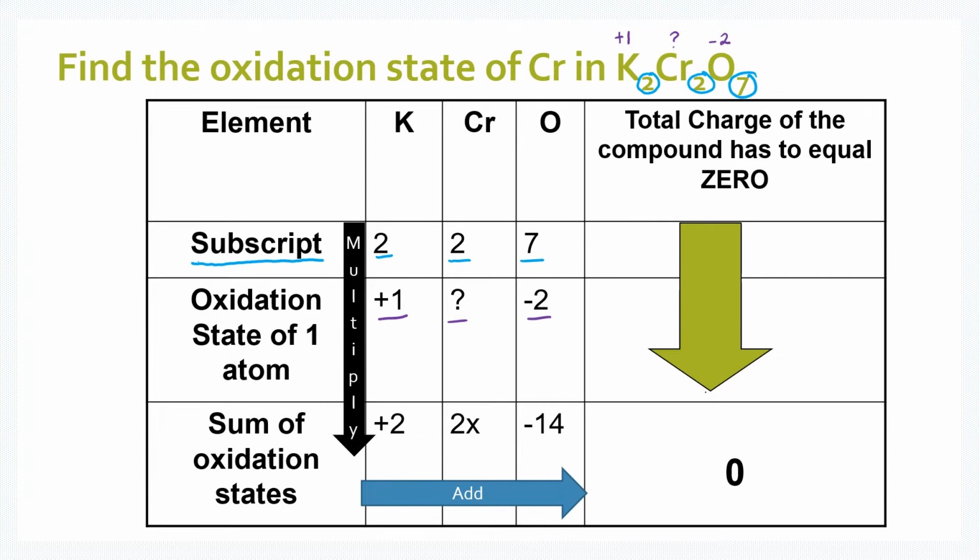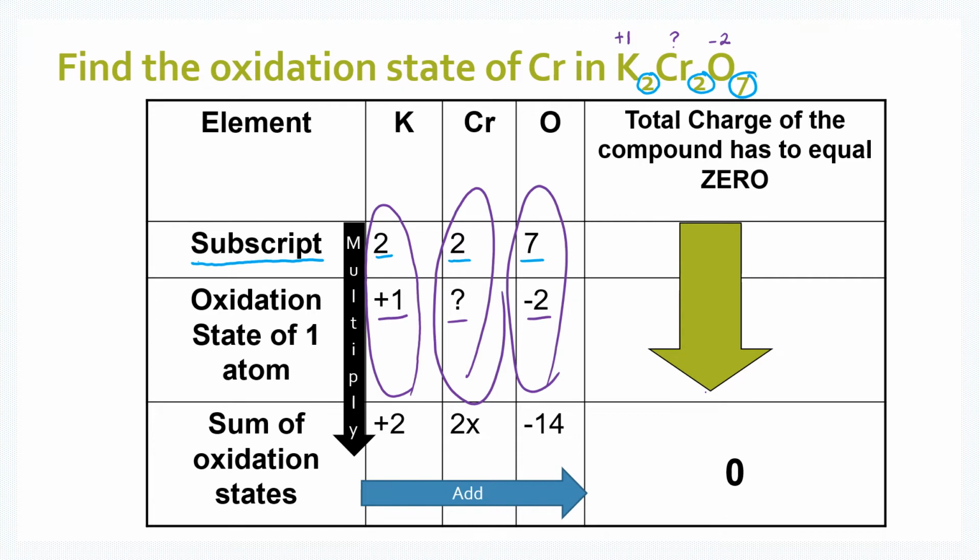Then for the sum of the oxidation states, we multiply these two, y'all, together to get this bottom row. So I want you guys to write that down. Draw an arrow to the side of your box and write down multiply. And when we do, we get the bottom. So 2 times 1 is 2. 2 times question mark. I'm going to change that question mark to an x, so it's 2x. And then 7 times -2 is a -14.